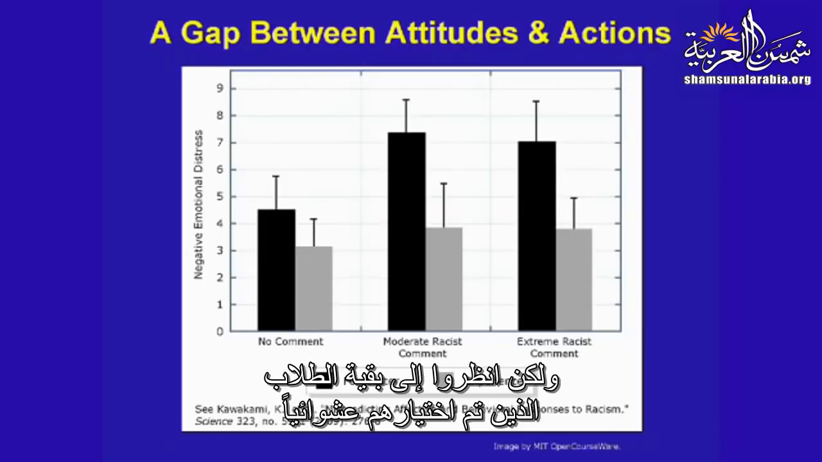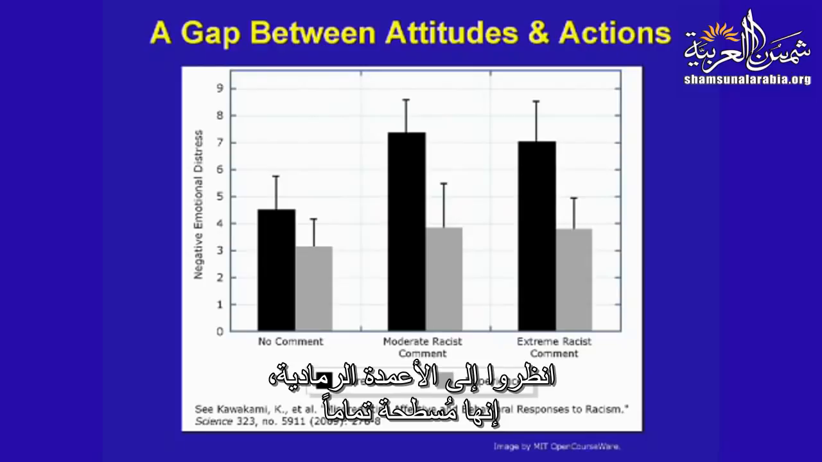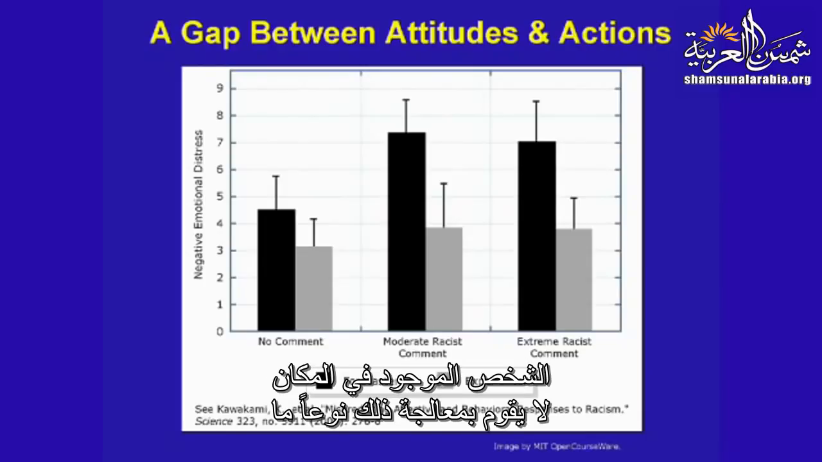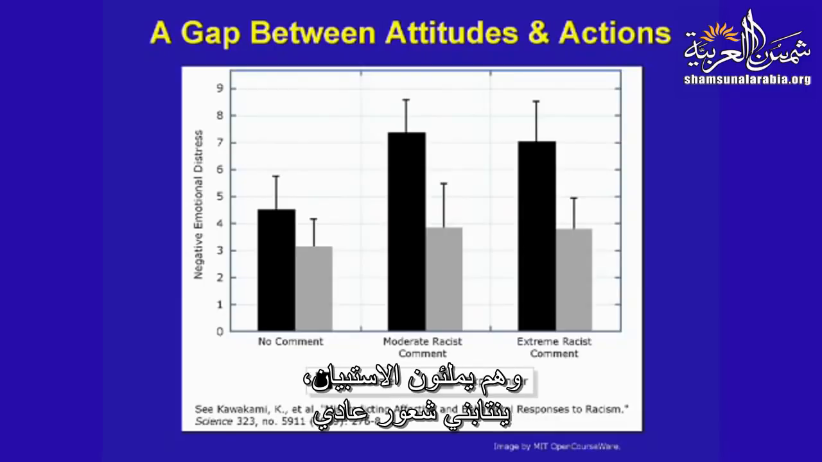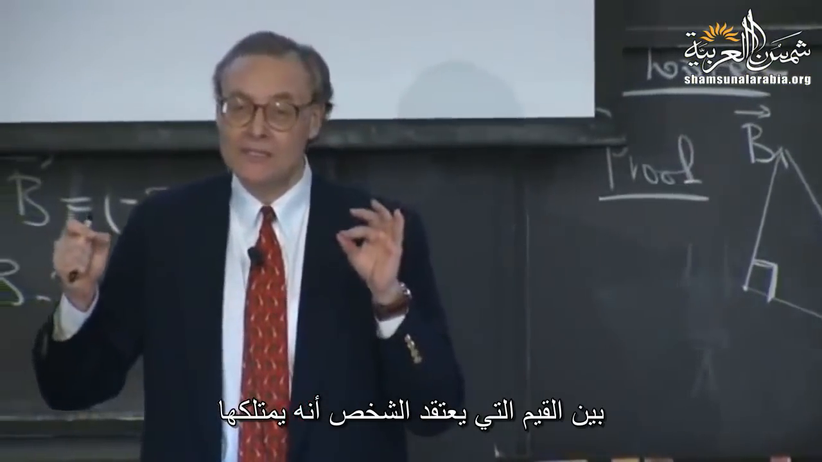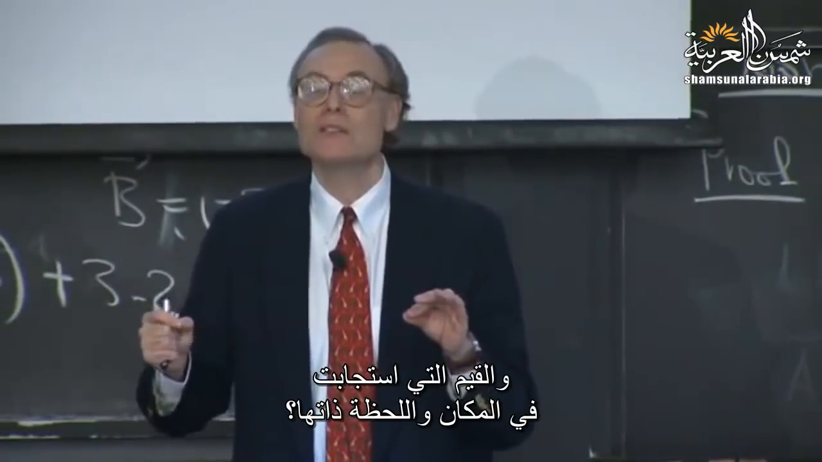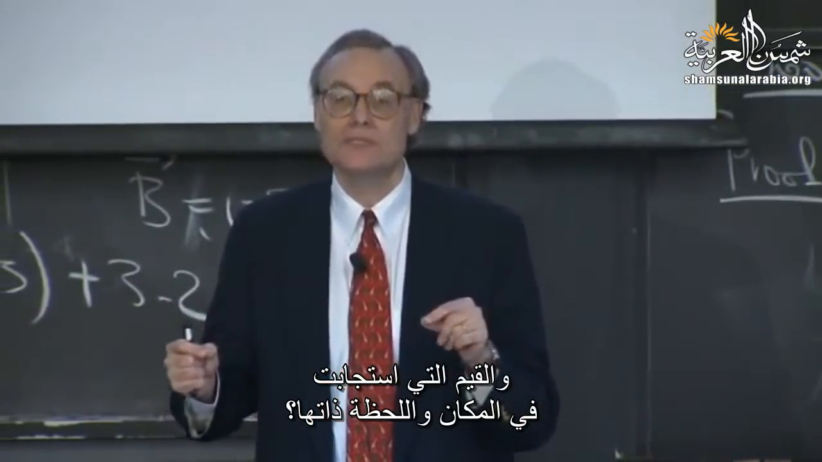But look at the other students who are randomly picked. So we don't think it's a difference among students. Look at these gray bars. They're pretty flat. Okay? The person on the spot is somehow not processing this, and they're filling out, I feel, average. Okay? You see the split between the values that the person thinks they would have and the values that are responded to on the spot in the moment.